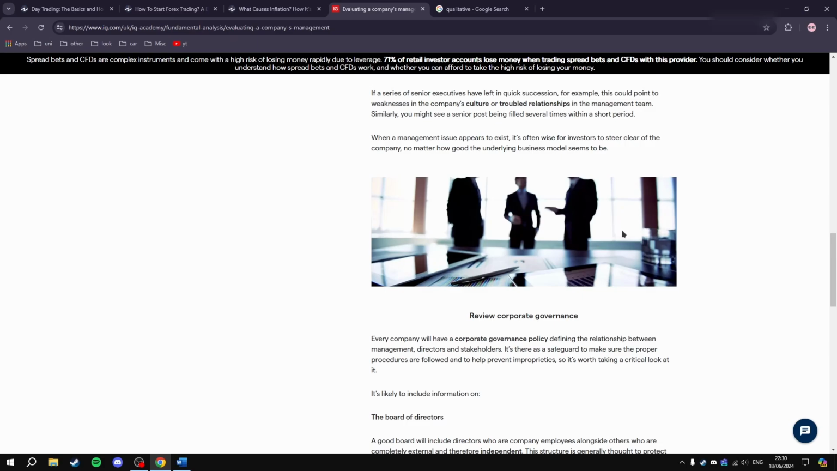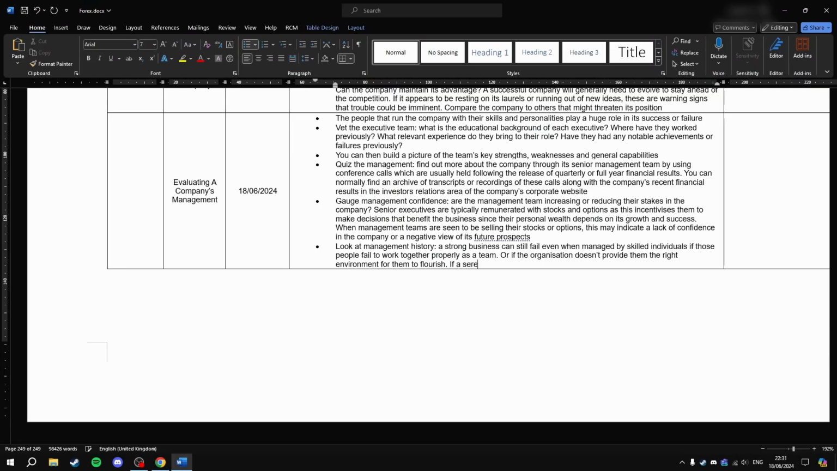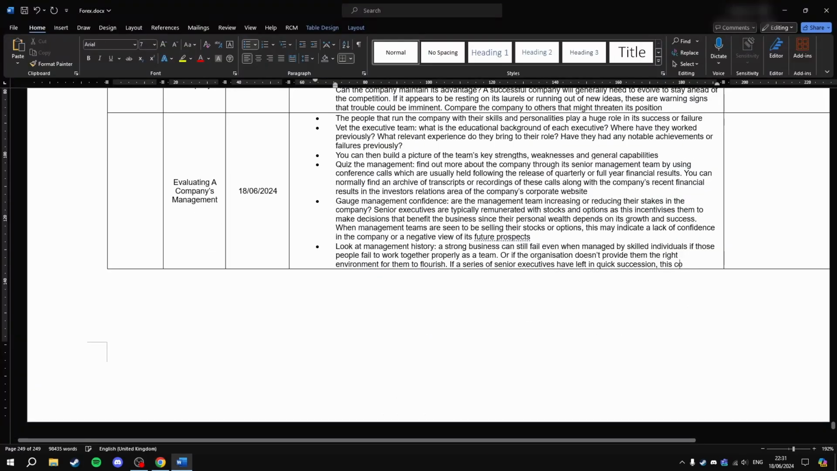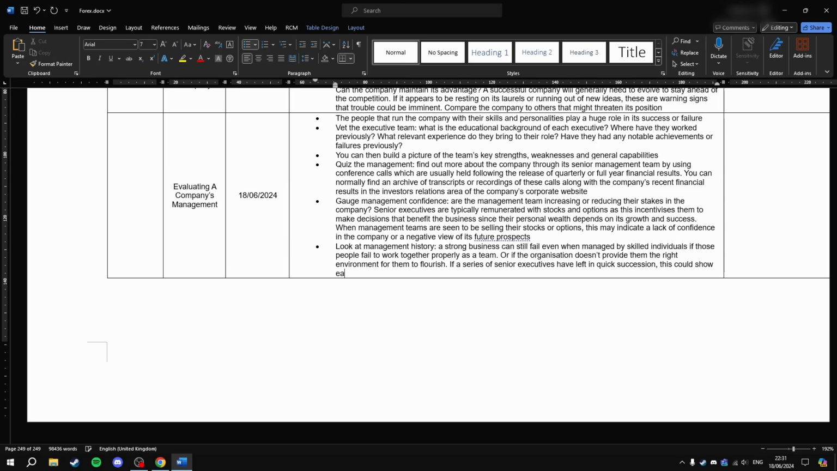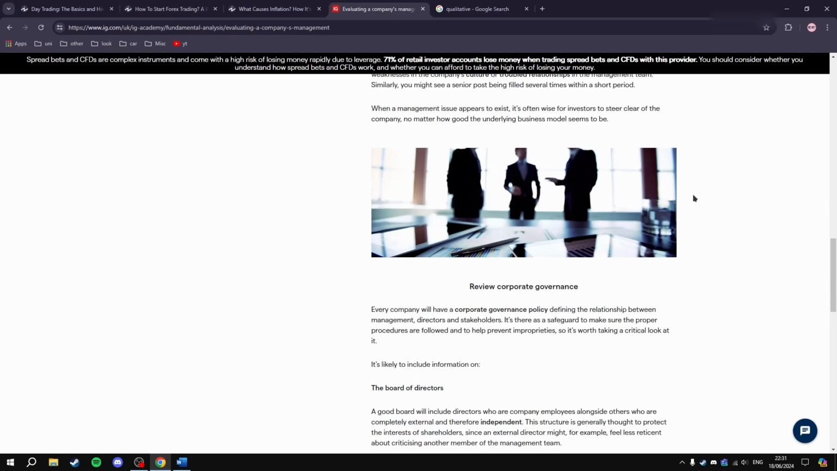So if a series of senior executives have left in quick succession, this could show weakness in the company's culture or troubled relationships in the management team. Similarly, you might see a senior post being filled several times within a short period.